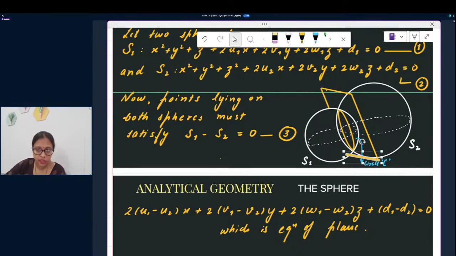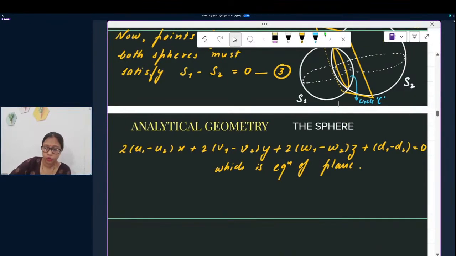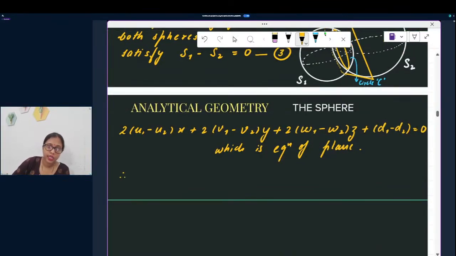So to refer to this circle now, I do not need S1 and S2. I can say that it is the intersection of S1 and the plane S1 minus S2. So therefore, the required intersection, which was the intersection of two spheres, can be represented as follows.